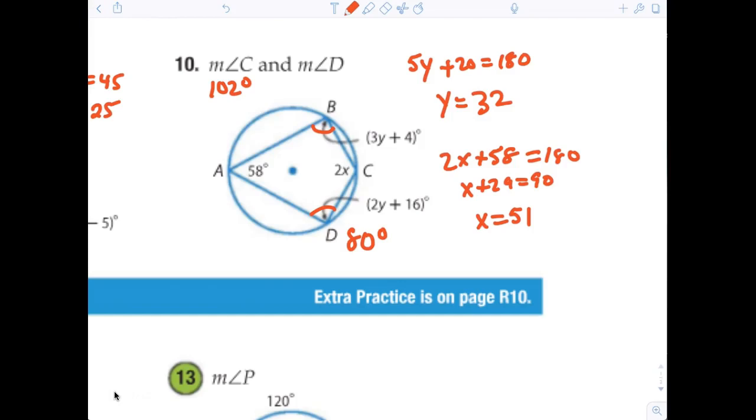Wait, actually, hold on a minute. Angle C should be what? Not 102. 120. Yeah, what did I do wrong? Oh, because I can't subtract 90 minus 29. It's not 51, but what? 61. Thank you. So that's what? Yeah, double check that. 122. Thank you, Walker. 122. And then D, we said that's correct, right? 80 degrees. Everybody okay with that?